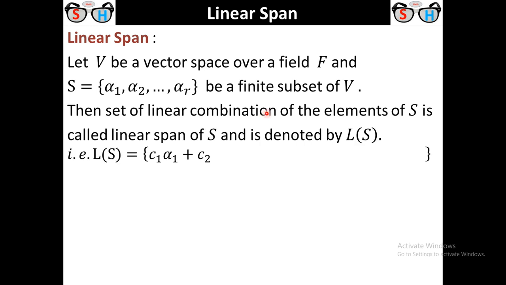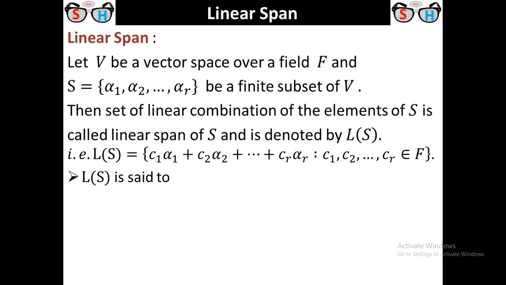That is, L(S) means c1 alpha 1 plus c2 alpha 2 plus ... plus cr alpha r, where c1, c2, ..., cr are elements in F. This expression c1 alpha 1 plus c2 alpha 2 plus ... plus cr alpha r is a linear combination of the vectors alpha 1, alpha 2, ..., alpha r. The collection of all linear combinations is called the linear span, denoted by L(S). If you vary c1, c2, ..., cr, that is, elements in the field, then you get many elements. You know that L(S) is a subspace of V, which was proved in the previous video.